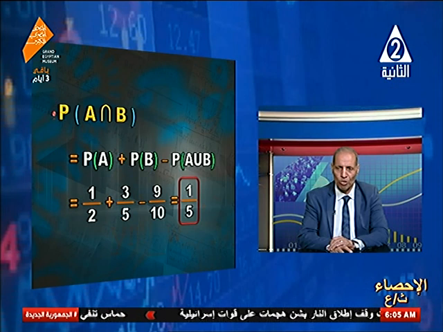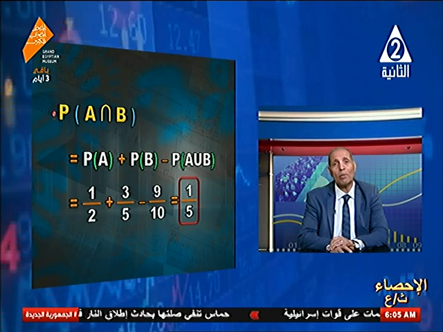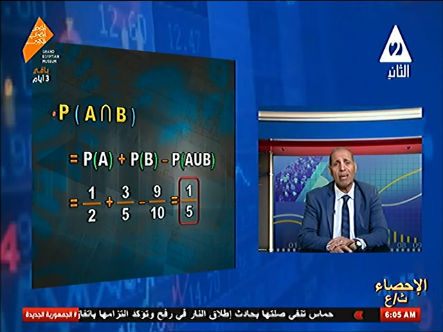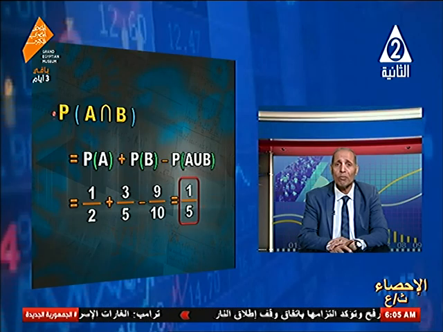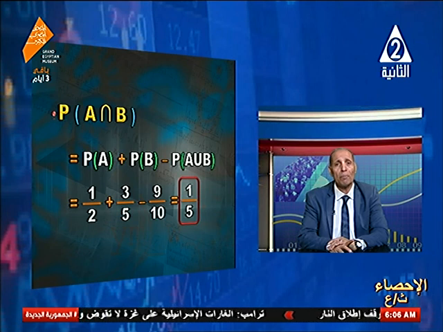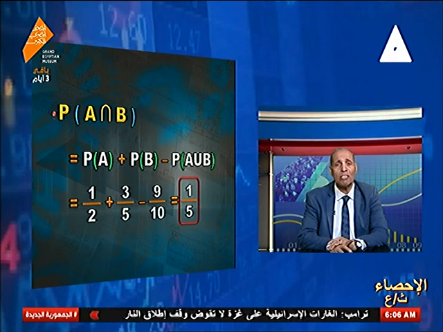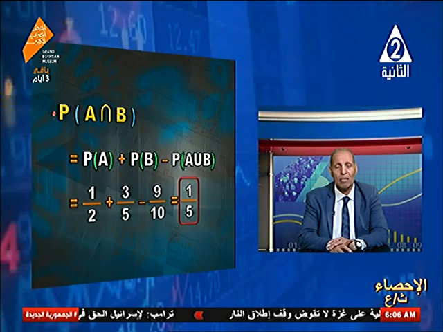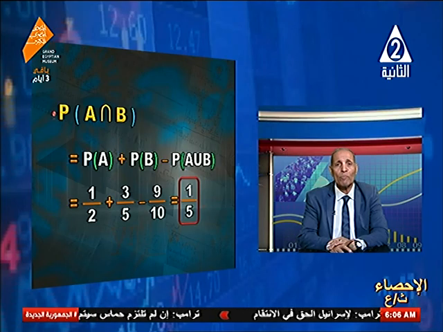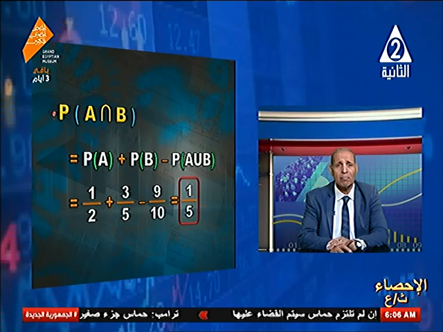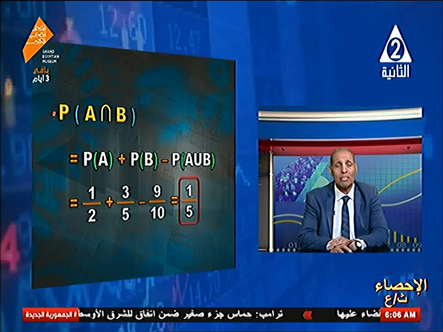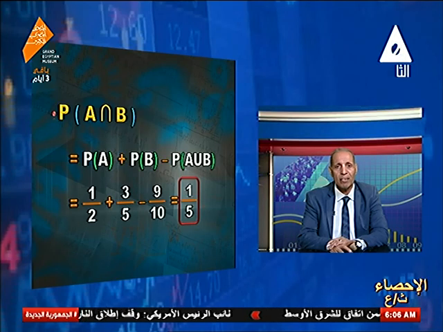Don't forget, my dear student, we have a very important rule: the probability of intersect of A and B equals probability of the first A plus probability of the second B minus probability of the union of A and B. Don't forget, we can interchange union and intersect. Why? Because probability of A union B equals probability of A plus probability of B minus probability of the intersect. And we can replace union with intersect.